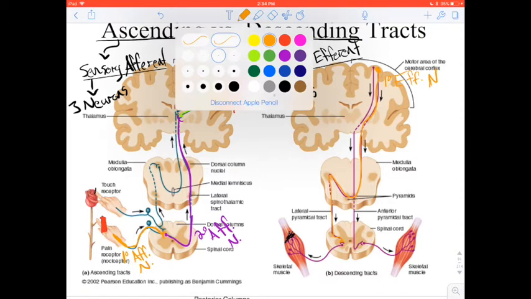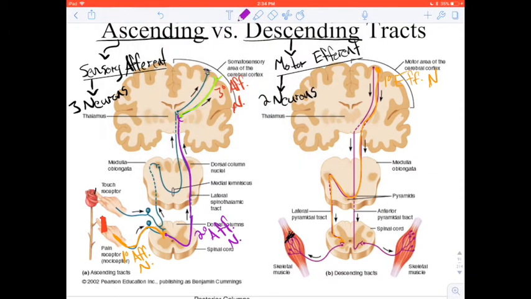And then it hooks up to one of these peripheral motor neurons, and it's going to be our second order efferent neuron. Again, it's important to note this is peripheral here, and our first order is going to be central. And we can also give these another designation.